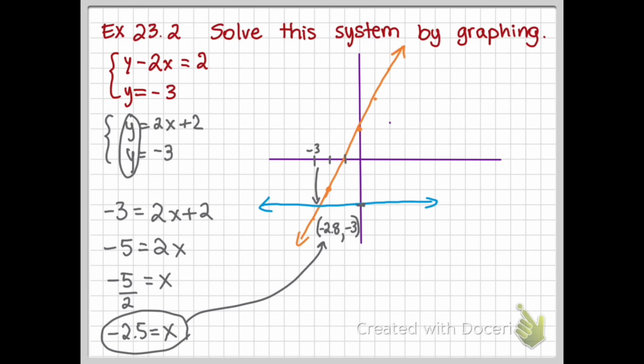And that is the reason why it's important to find the exact solution using elimination or substitution. Because sometimes the graphical solution is not exact and you have to guess. So you have to find the exact solution by using substitution or elimination.